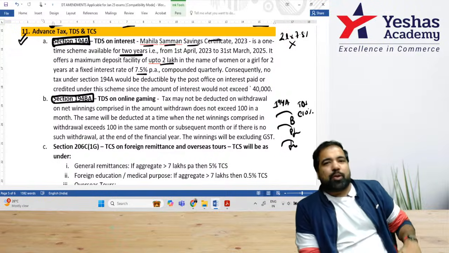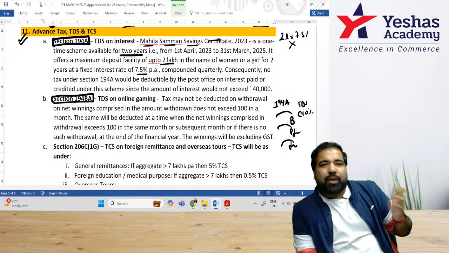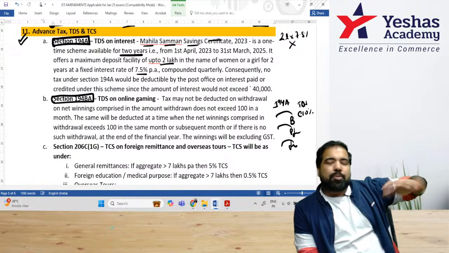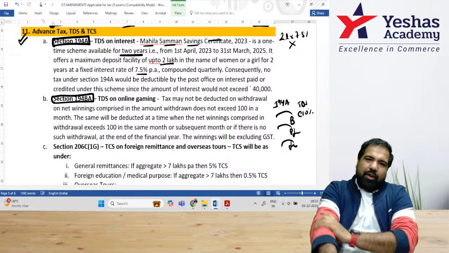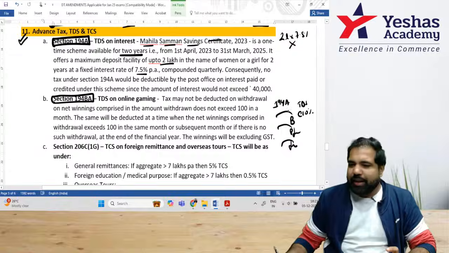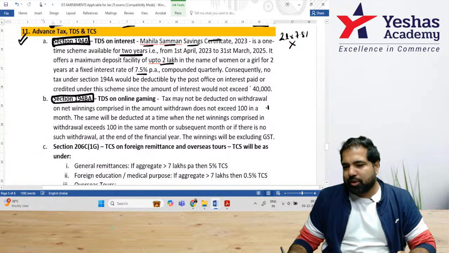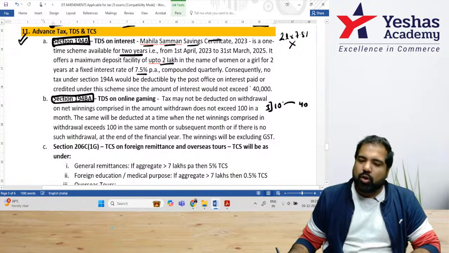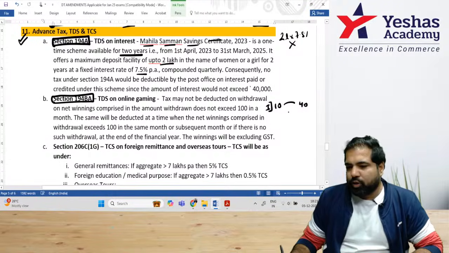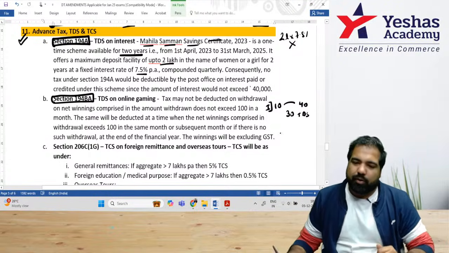But the next time you put in 100 and you are withdrawing 1000, then it's exceeding 100 rupees. So then on the net amount, they will have TDS at the rate of 30%. Let's take an example, guys. Let's do two transactions. The first transaction, you put in 10 rupees and you got 40 rupees. So what is the net amount? 30, which you are withdrawing. The government says no TDS on this 30 because it is less than 100.